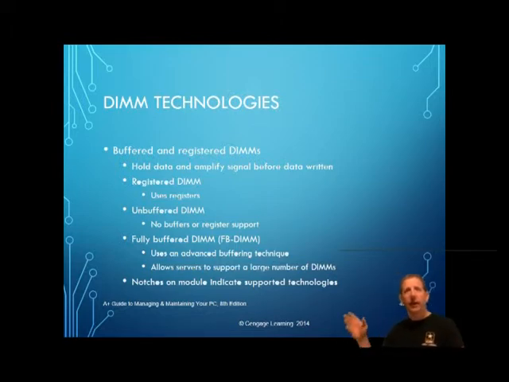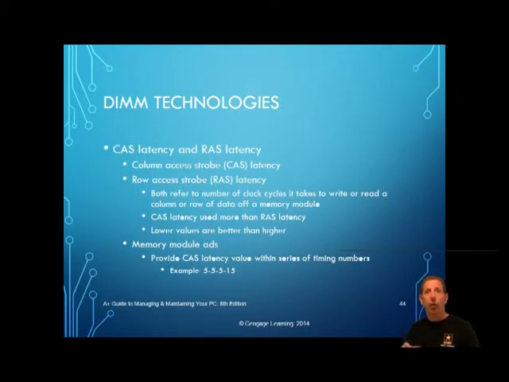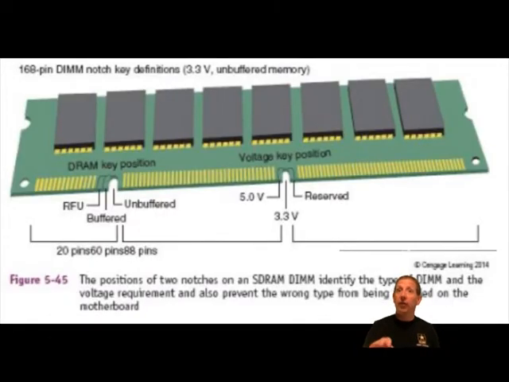Now notches on the SDRAM DIMMs are positioned to identify the technologies that the module supports. And as you can see, the position of the notch on the left identifies the module as registered or RFU, buffered or unbuffered memory. The notch on the right identifies the voltage used by the module. Now the position of each notch not only helps identify the type of memory, but also prevents the wrong kind of module from being used on the board.